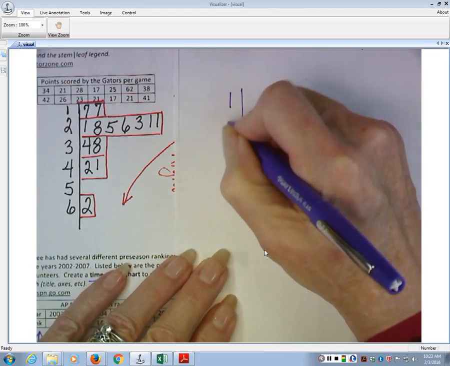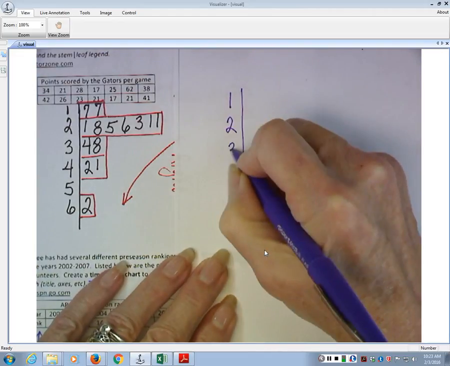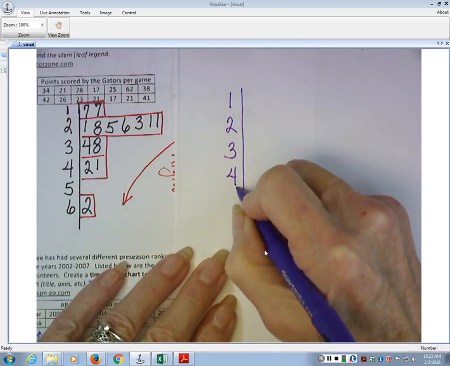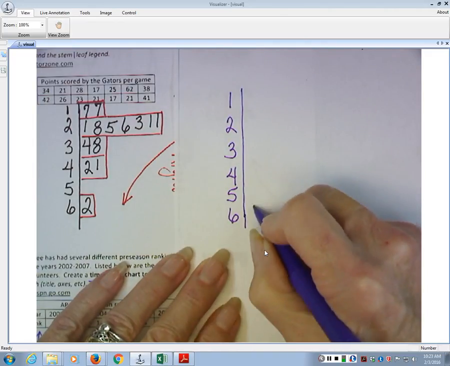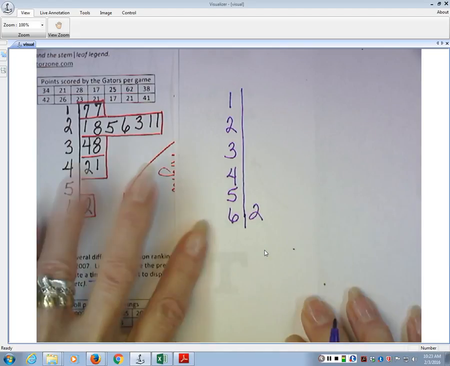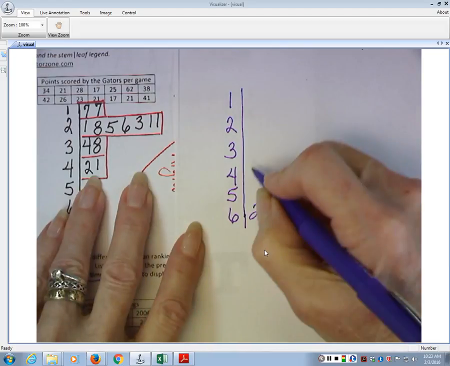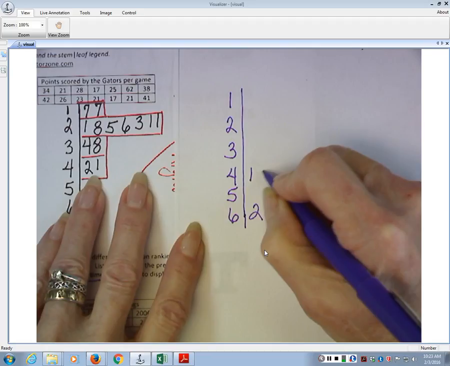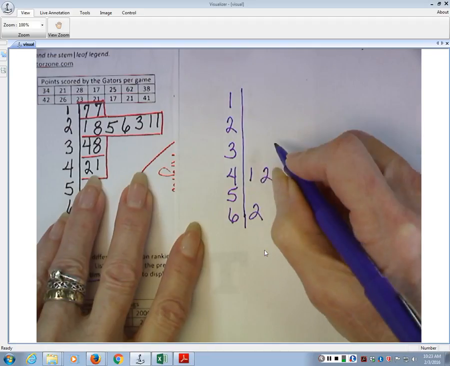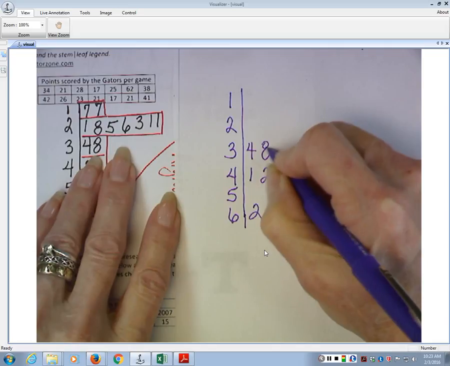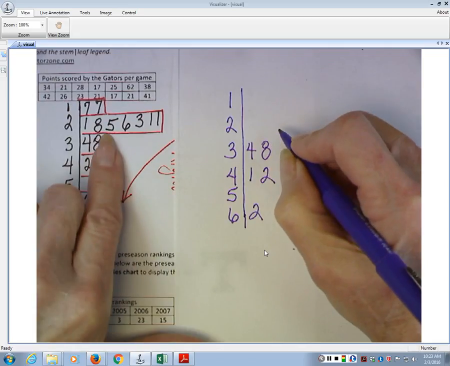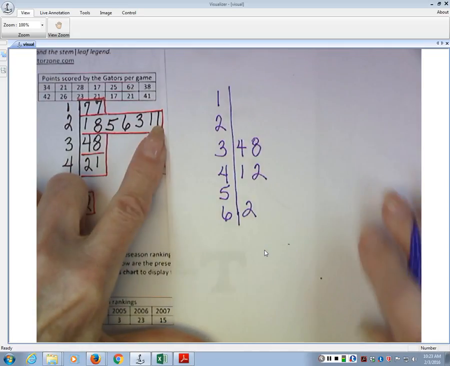So there's my 1, 2, 3, 4, 5, 6. Since there's only one leaf for 6, I'll go ahead and put it in. But I'm going to put the 1 and the 2 in numerical order, and I'm going to put the 4 and the 8 as they are, already in numerical order. When I come to the 2, I've got 1, 2, 3 1s.